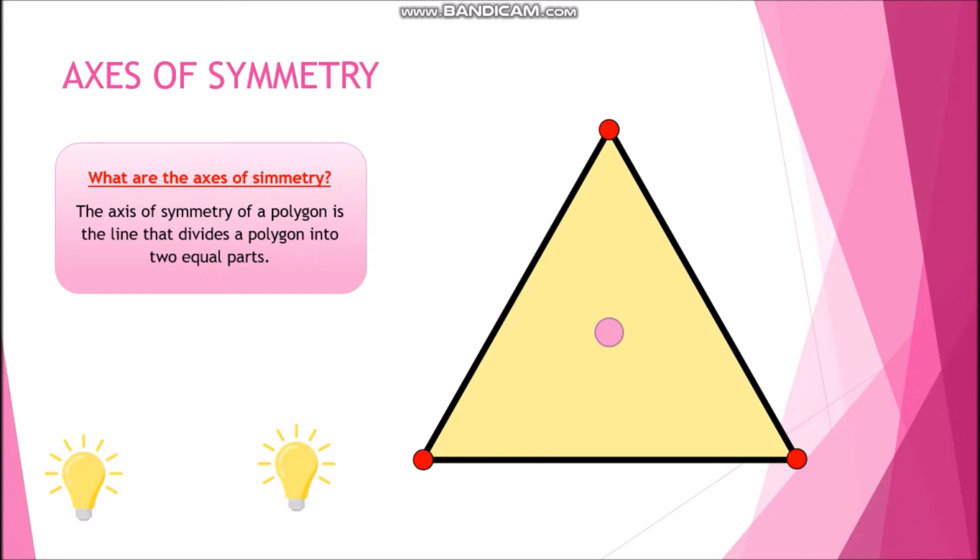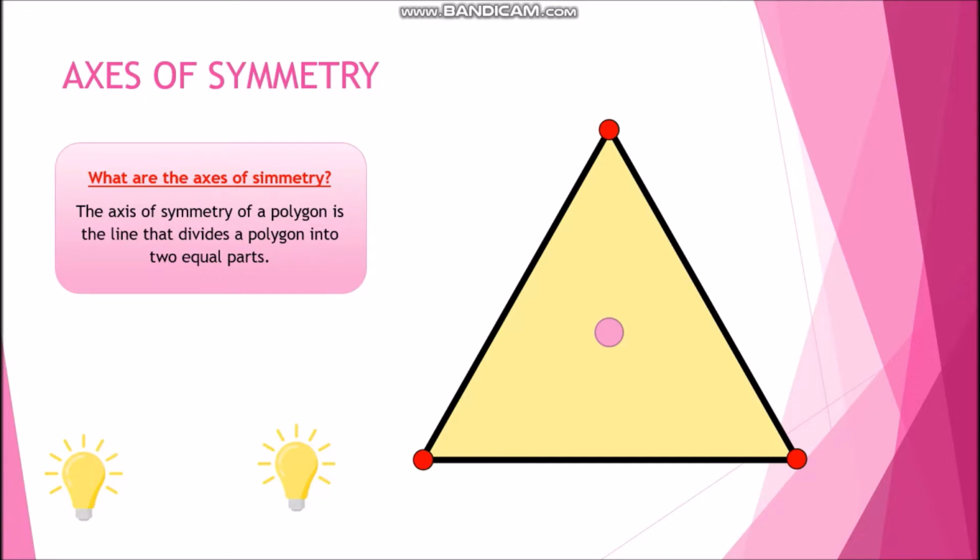For example, a circle is not a polygon because it doesn't have straight sides. Por ejemplo, un círculo no es un polígono porque no tiene lados rectos. Y el polígono es una figura plana de lados rectos.